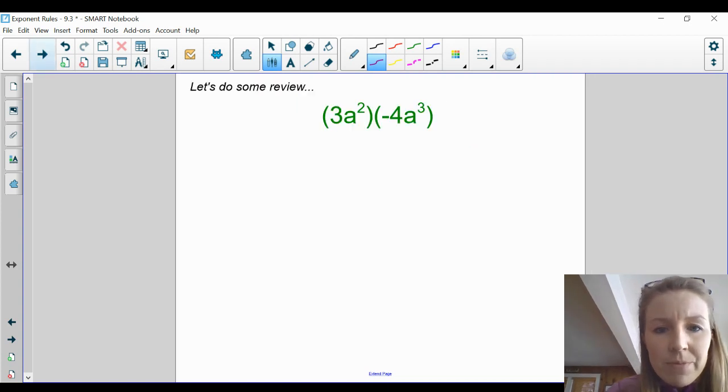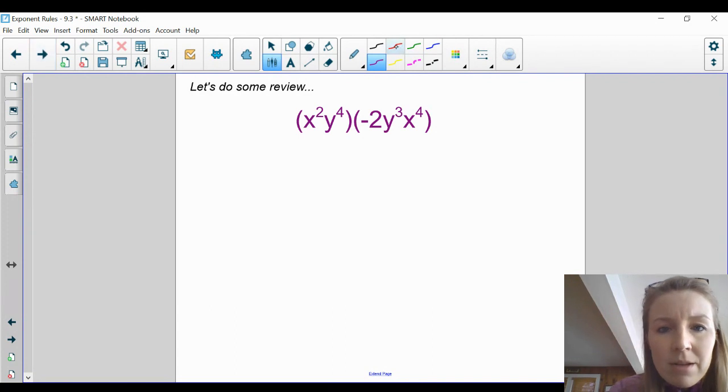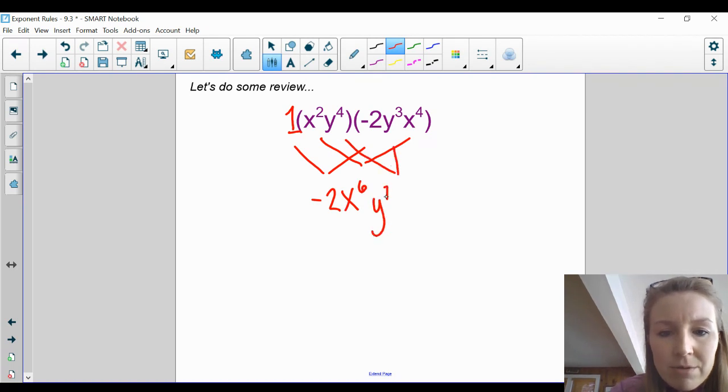So let's do a quick review. Here, if I'm multiplying these two expressions, I'm going to combine my like terms in terms of my 3 and my -4. I'm going to multiply those to get -12. And then my a squared times a cubed is going to become a to the 5th because I'm adding. Similarly, this has a coefficient of 1. So when I combine my 1 and my -2, I'm going to end up with -2. My x squared and my x to the 4th, I'm going to add to get x to the 6th. And my y to the 4th, y to the 3rd is going to get me y to the 7th.